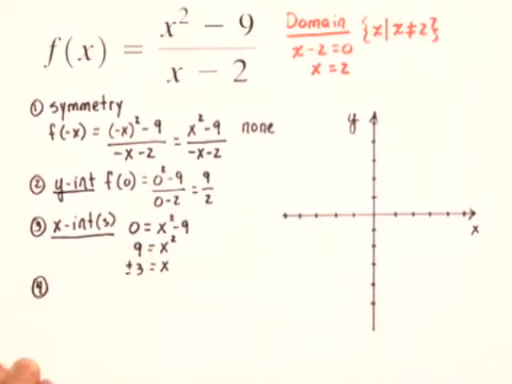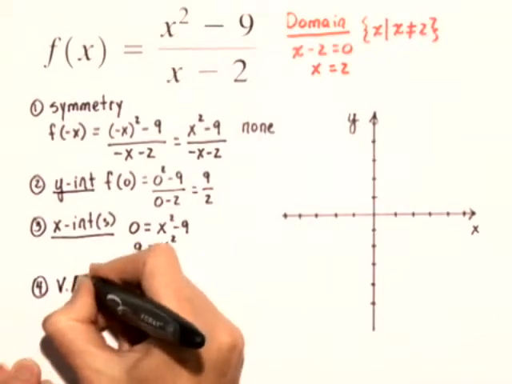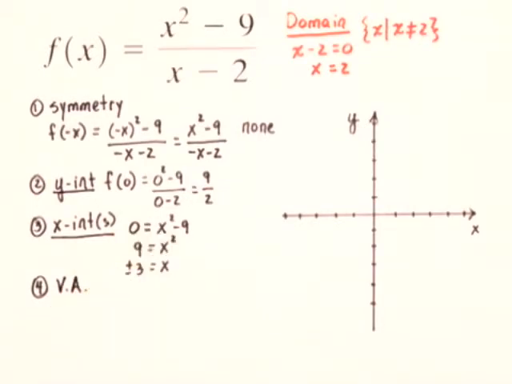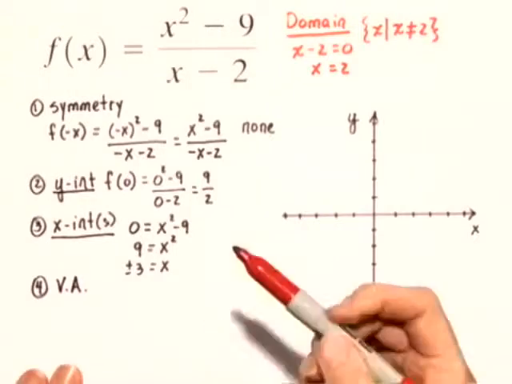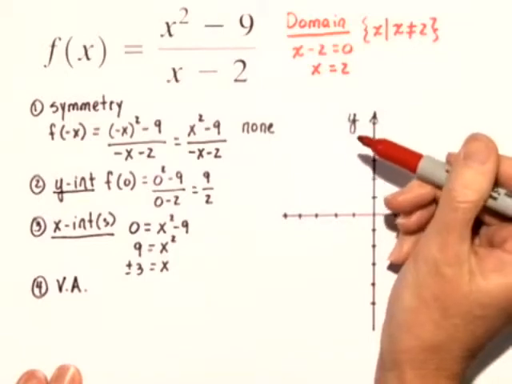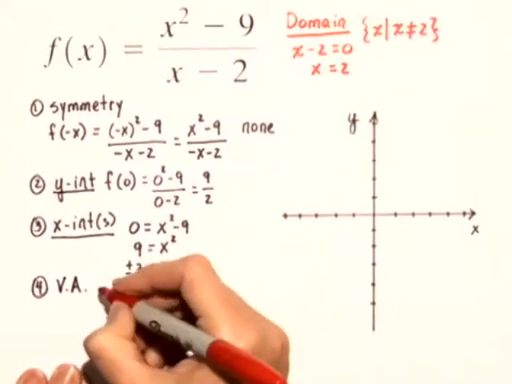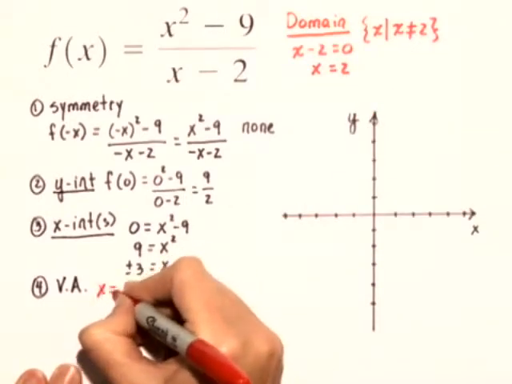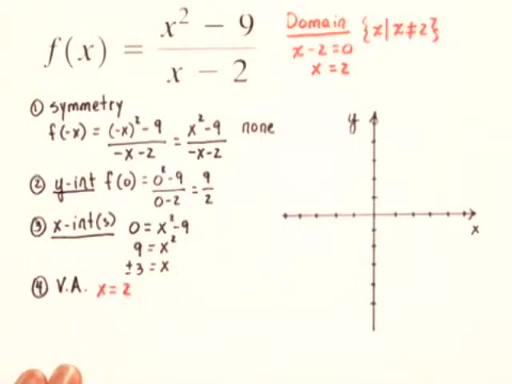Now we need to look in step 4 to see if we have a vertical asymptote. We find a vertical asymptote by setting the denominator equal to 0 in its reduced form. So we have already set the denominator equal to 0 when we were looking at the domain, and we did get a solution that x equals 2. So therefore x equals 2 is our vertical asymptote.